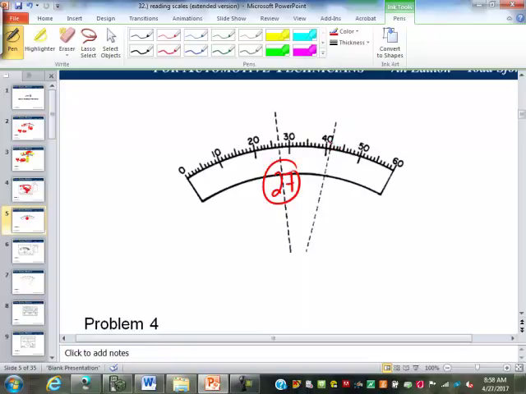Careful with it, yeah. This one is 31. Now, another thing that sometimes happens with these, some meters have what's called an idler needle. Have you ever seen one of those? There's actually a little knob coming out of the center that you can turn with your fingers.